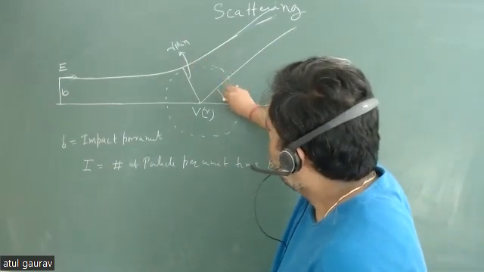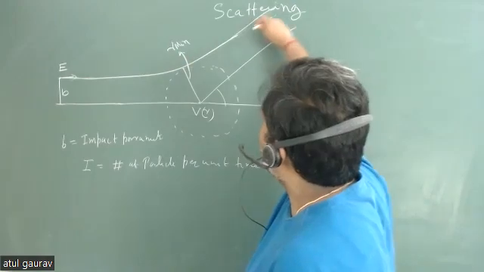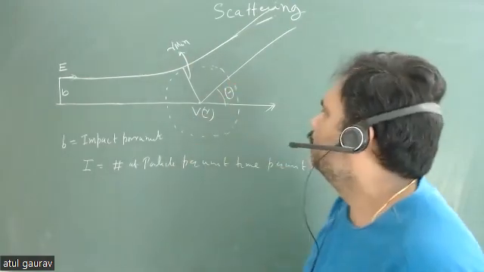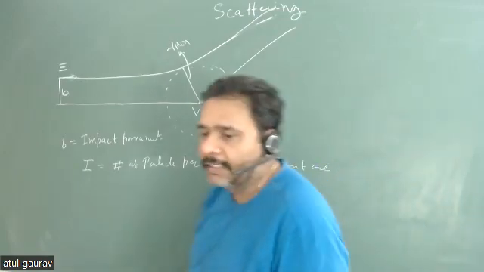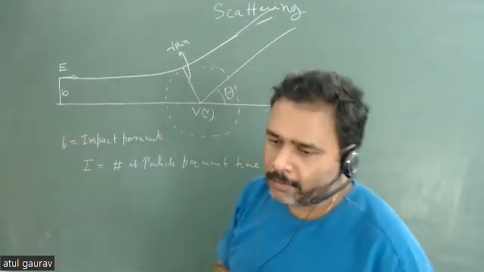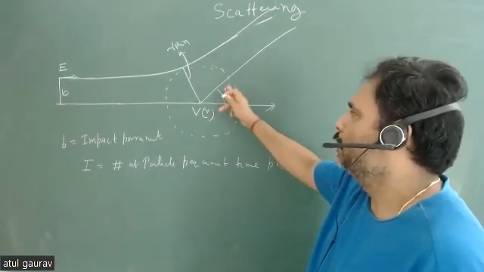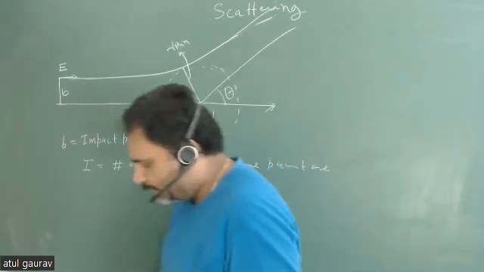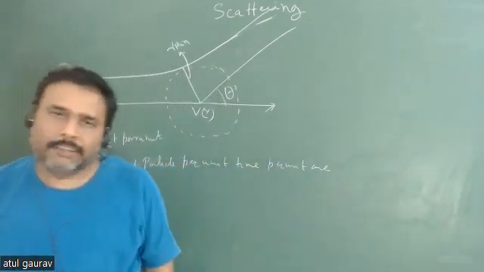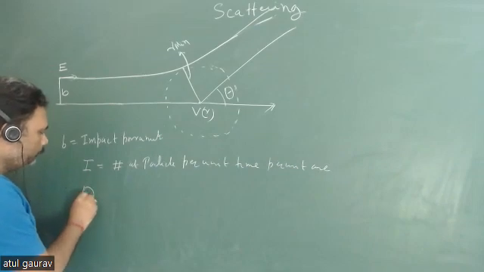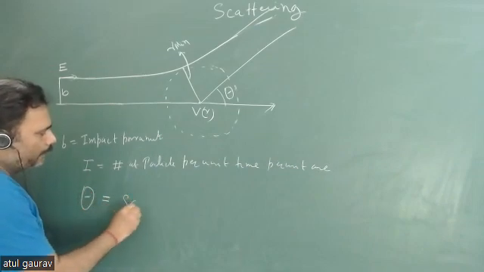The angle at which the particle is deflected is the scattering angle, and I denote it by the angle capital theta. Please make sure you do not get confused about the notation. So capital theta is the scattering angle, at which the particle is scattered. This is known as the scattering angle.